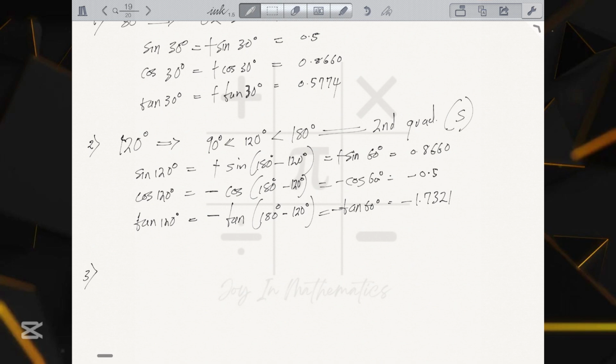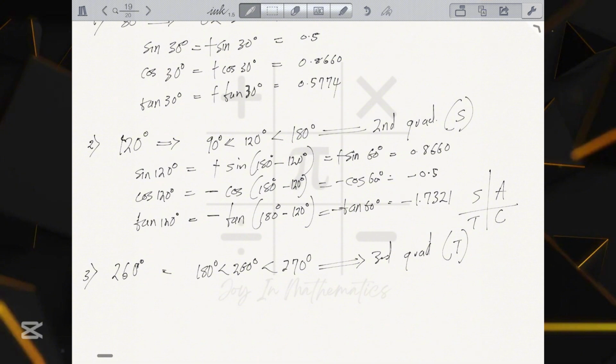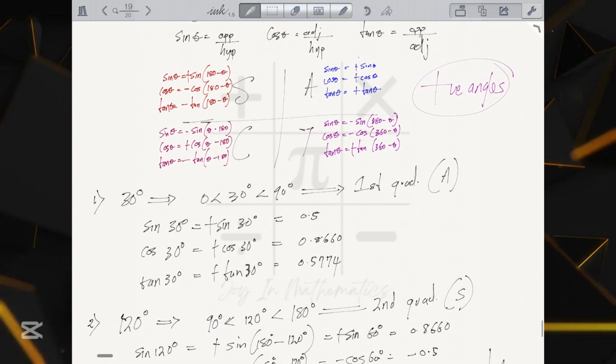Moving on, let us evaluate the third quadrant. Let's use the angle 260 degrees. 260 degrees is greater than 180 degrees and less than 270 degrees, so therefore it is in the third quadrant. If you recall, all students take coffee, and in the third quadrant only tan is positive.